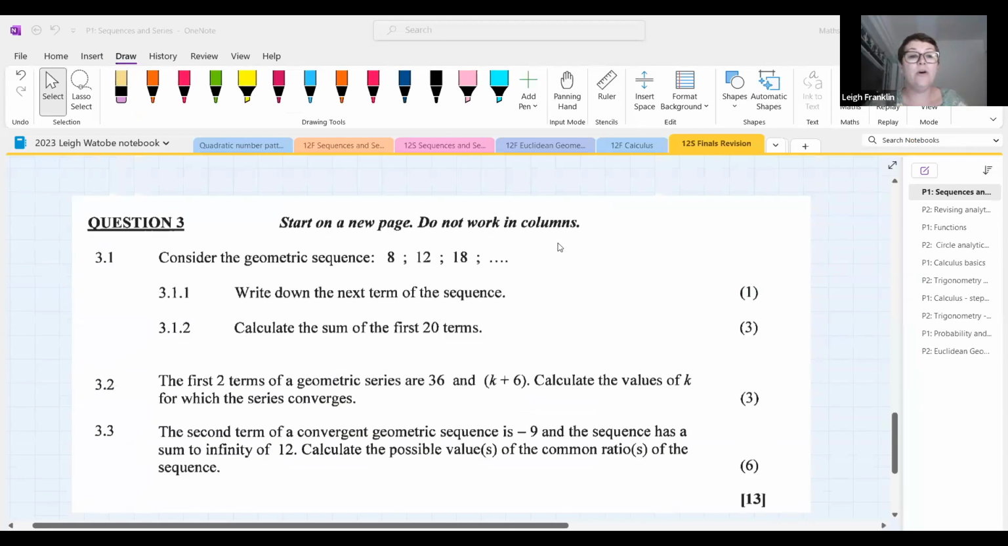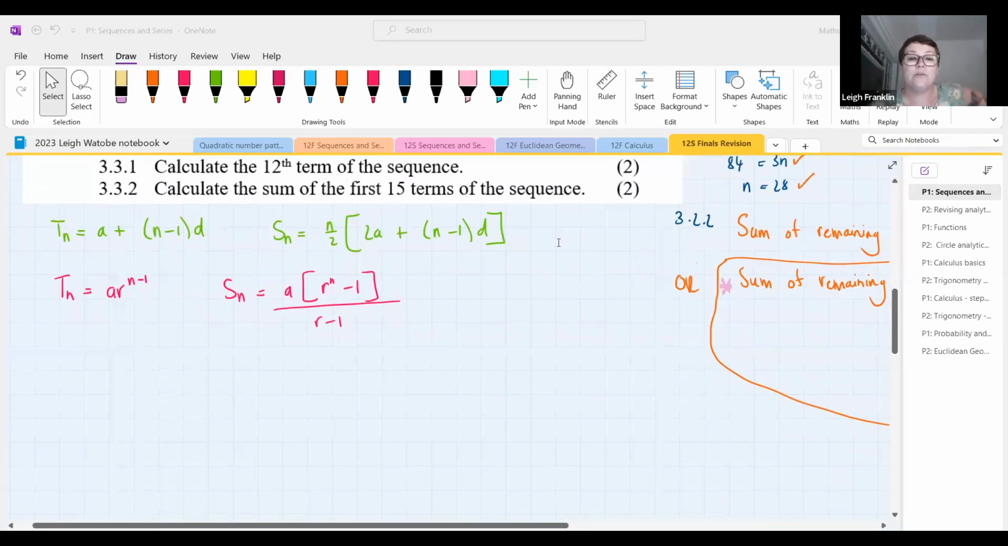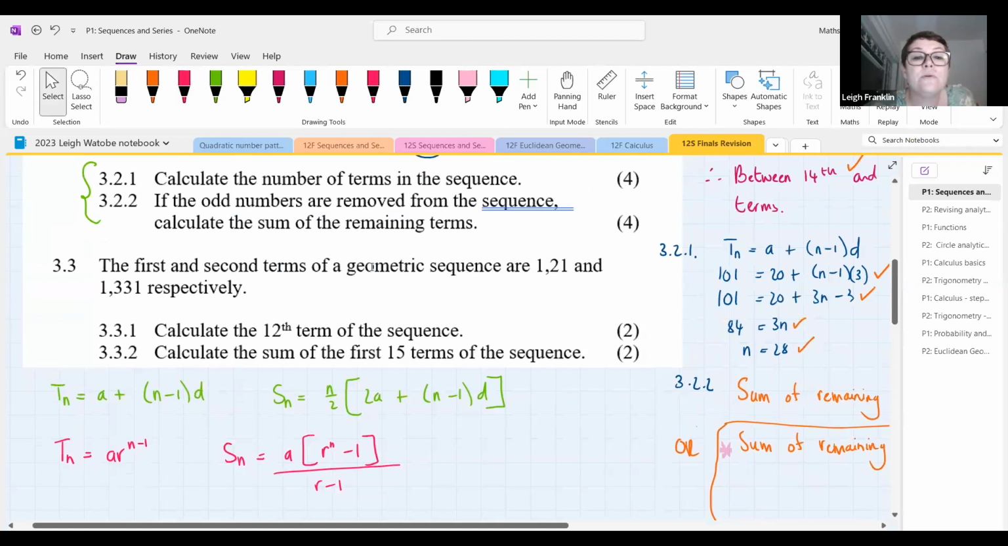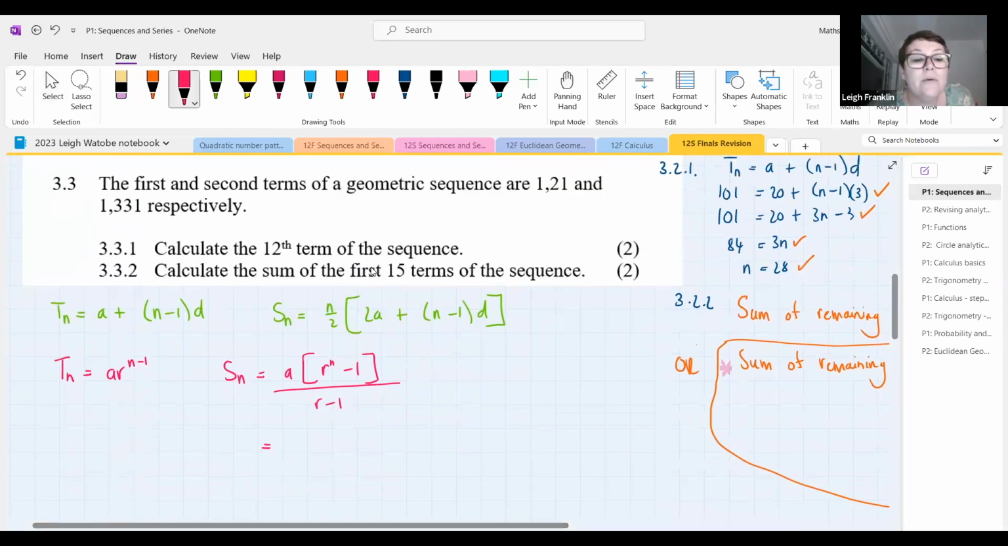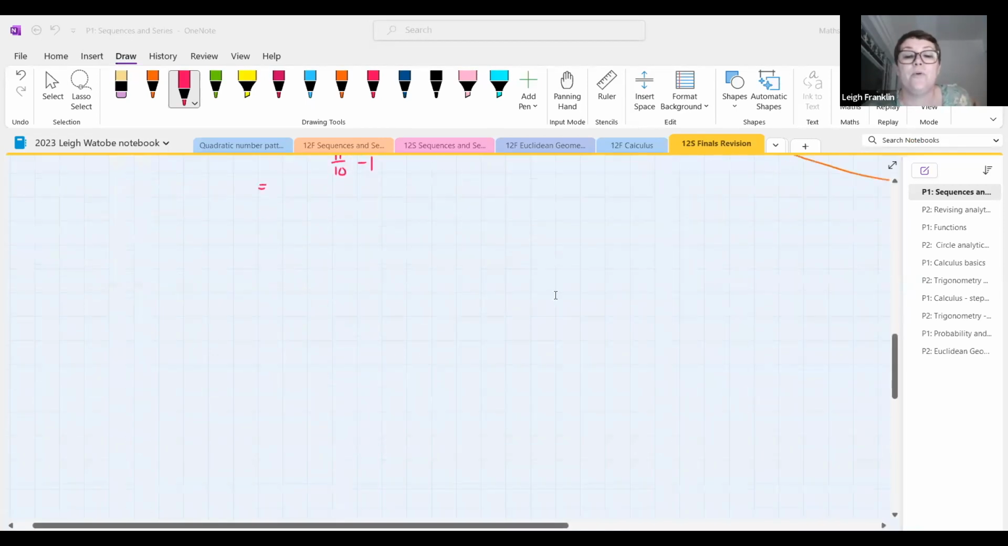Mashle, that's what I got, unless I made a mistake. Sorry, so your sum to 15. So your A value is 1,21. Your R value is (11/10)^15 minus 1 over, so like that. Okay, all right, there we go, cool.